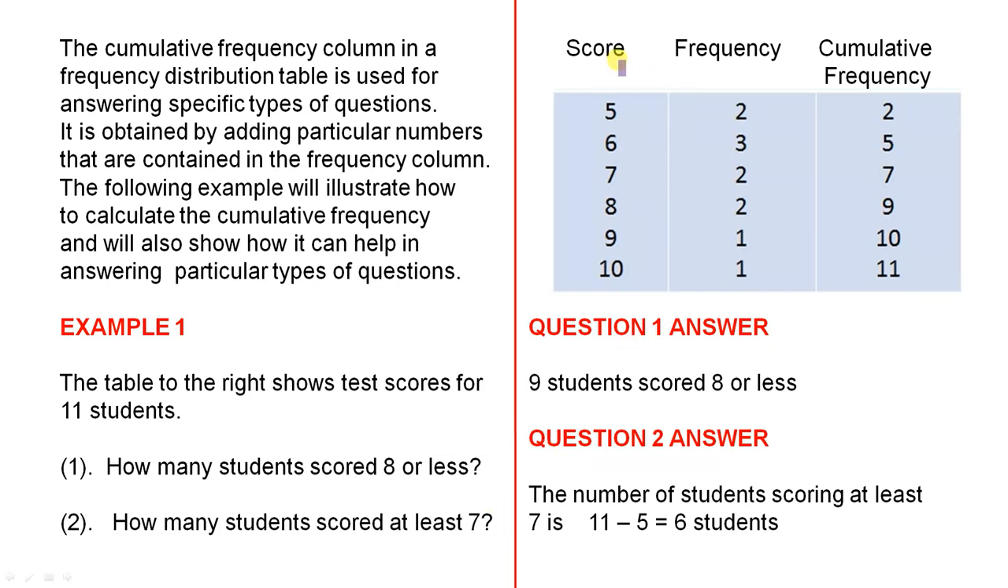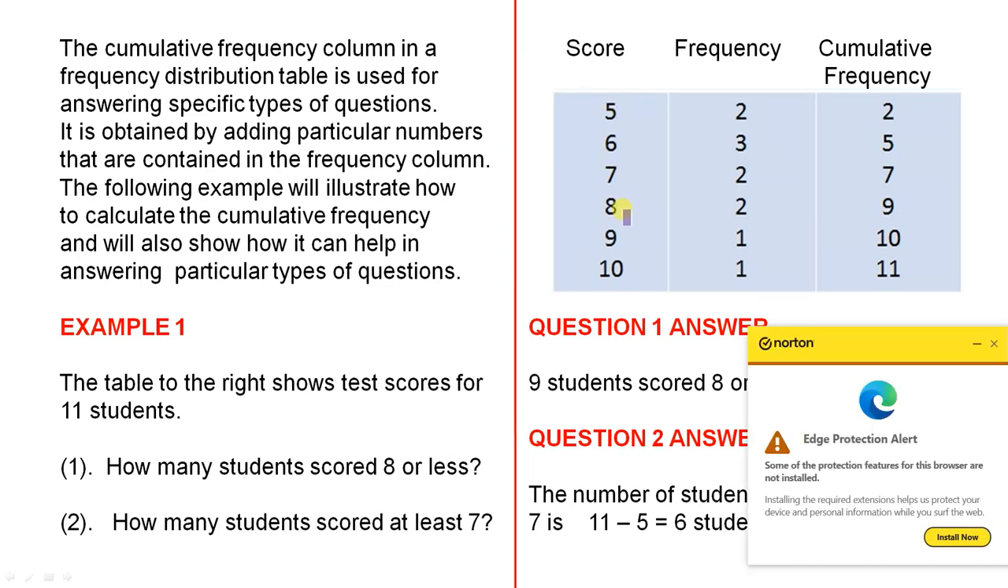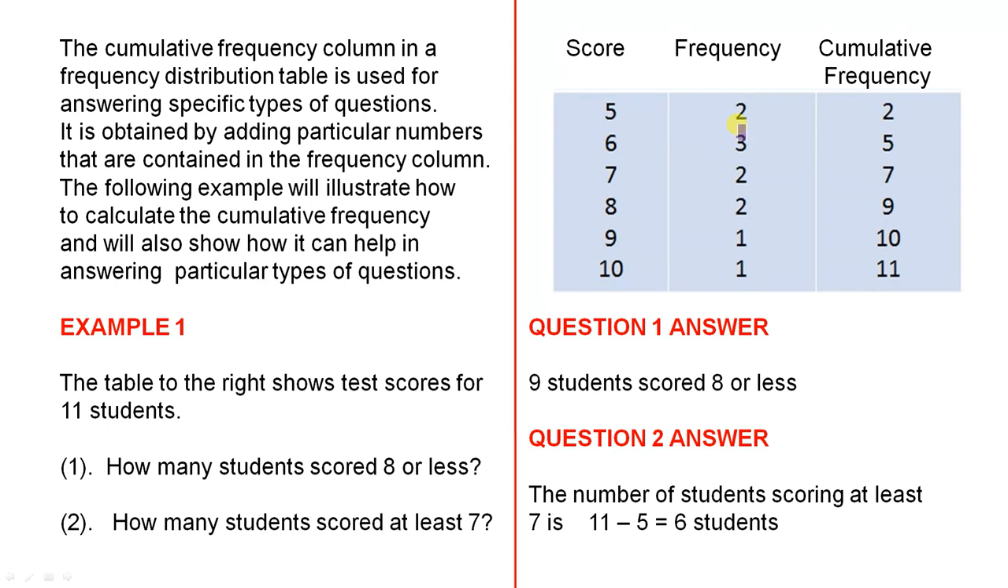So the scores start at 5 and they go to 10. The score of 5 occurred twice. The score of 6 occurred 3 times. The score of 7 occurred twice, and so on.